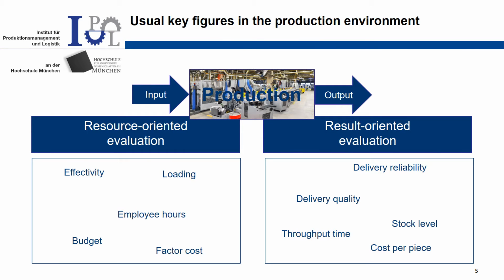Usually we have a list of key performance indicators we find in production lines, such as effectivity, loading, employee hours, budget, or factor costs. All these figures usually are resource oriented because they mirror just what you are doing and how much input you're using to get that output.